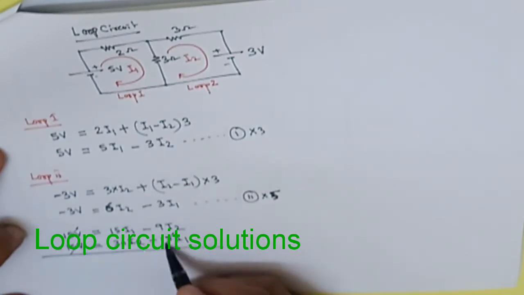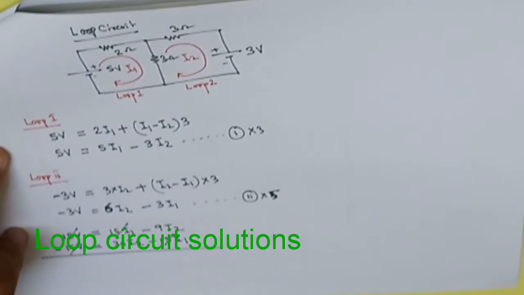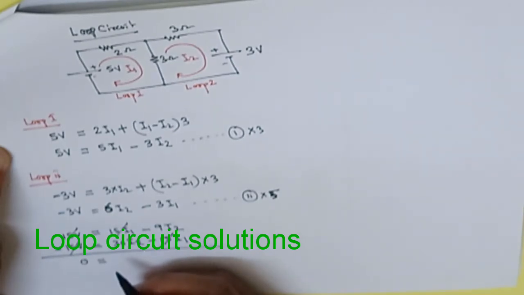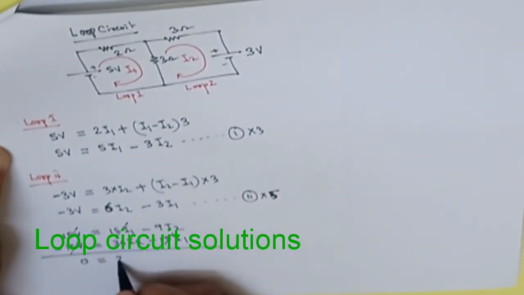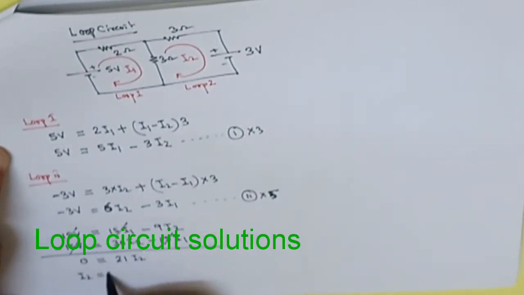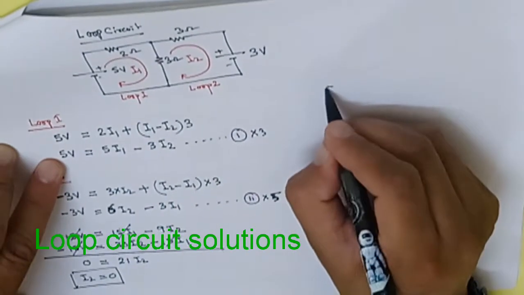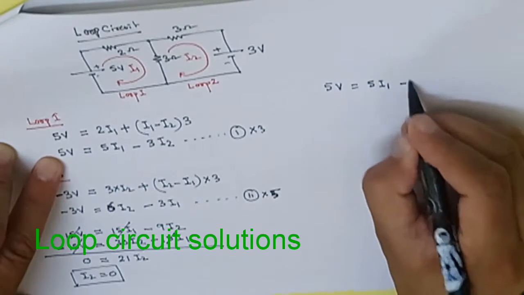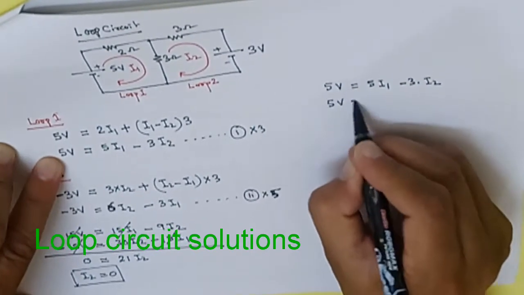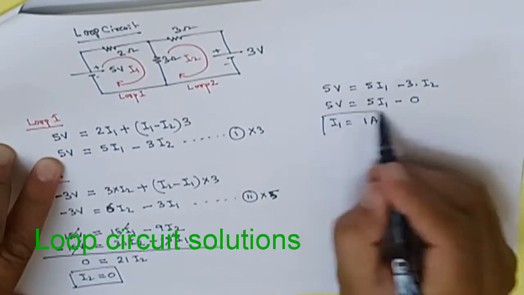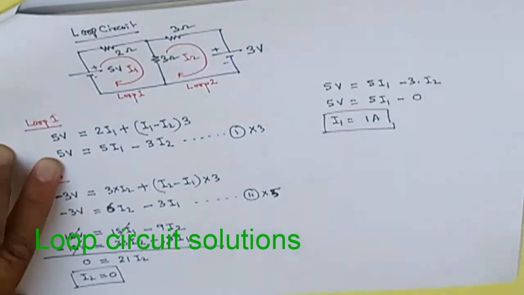If we add these, this cancels with this, so we'll get 0 equal to 21 I2, so I2 goes to 0. So how much is I1? We put 0 in equation number 1. 5 volt equal to 5I1 minus 3I2. 5 volt equal to 5I1 minus 0. So I1 equal to 1 ampere. Just a division. So here we will get only one current. There is no other current here as per this loop equation.